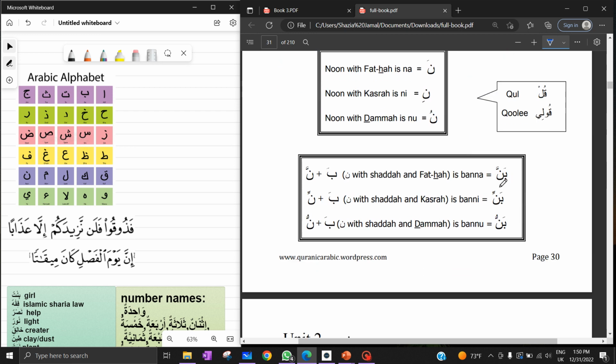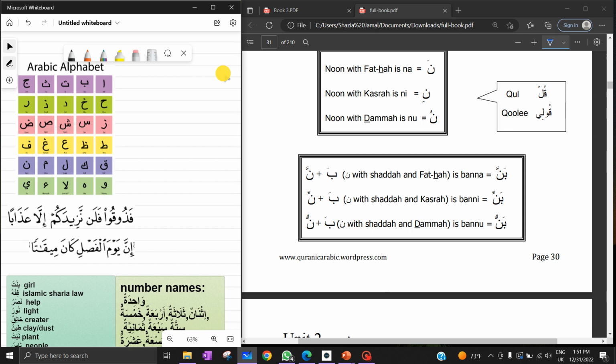And in this box you can see noon with shadda and with all three short vowels. So ba, fatha, noon, shadda and fatha. The shadda is with fatha. So this is ban na. How are you going to pronounce it? As I have clearly told you before, shadda means there are two letters. Here ba is with fatha, ba and noon. The first noon is with sukoon and the second noon is with fatha.